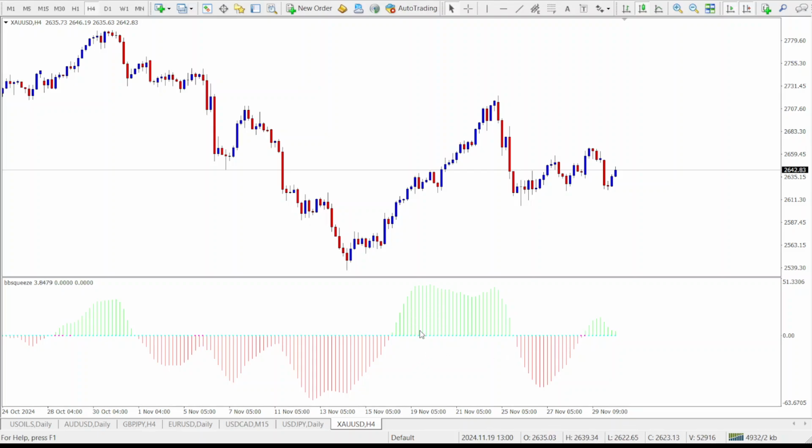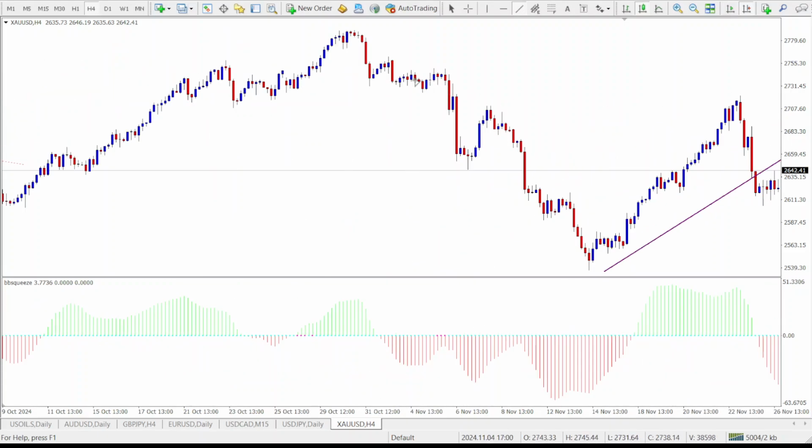You can see that whenever you have the green lines form, it's an indication of bullish momentum. Basically, whenever you have the formation of the green bars above the zero level, it's an indication of a bullish momentum. On the other hand, when you have the formation of the red bars below the zero level, it's an indication of a bearish momentum.